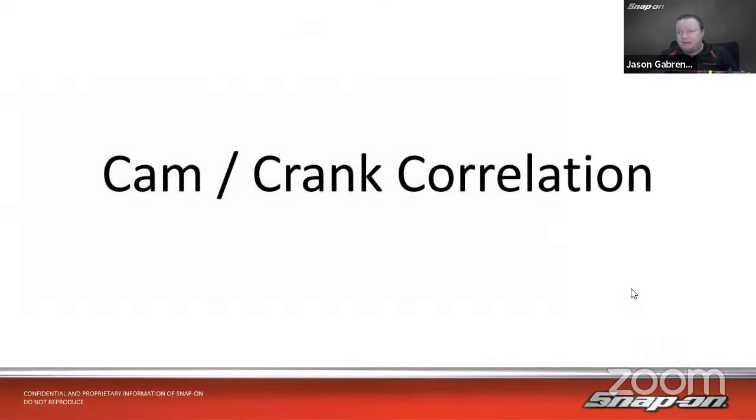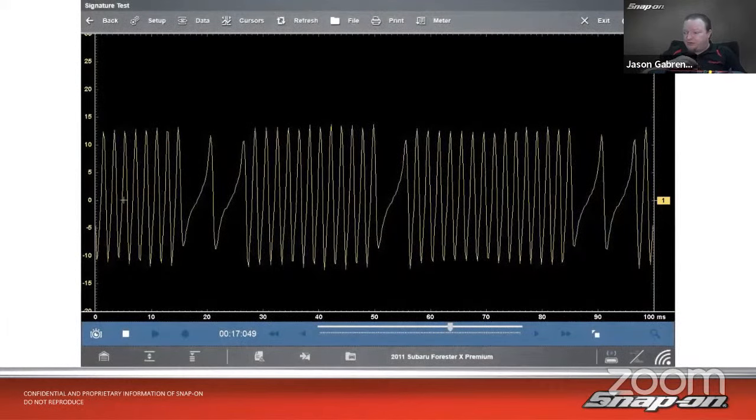Needed to know that. Next thing we'll talk about is another popular one. It is cam and crank correlation. So cam and crank correlation allows me to see visually how does my cam sensor line up with my crank sensor. Am I in time?